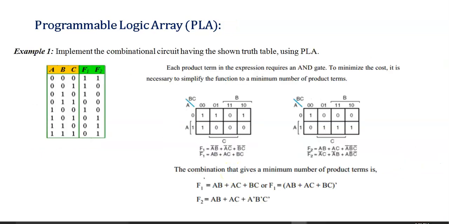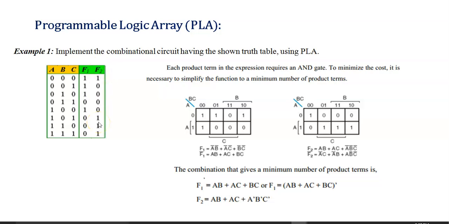Now if you want to implement any digital logic using PLA, how to implement it? For that I have taken one example. Here you are able to see that one truth table has been given. Inputs are A, B, C, and two functions are there, F1 and F2. Now as there are 3 inputs, there are a total of 8 possibilities, that is 0 0 0 to 1 1 1, and depending upon that you are able to see these outputs are present.